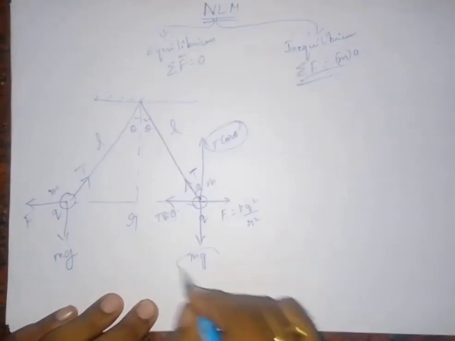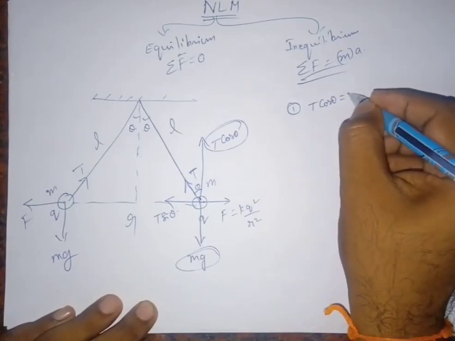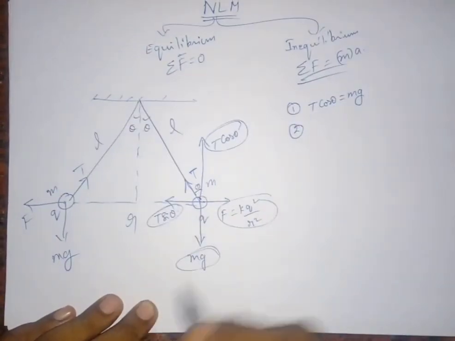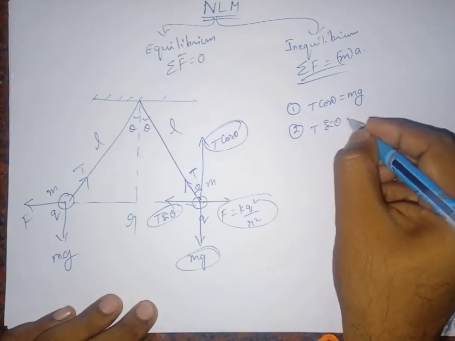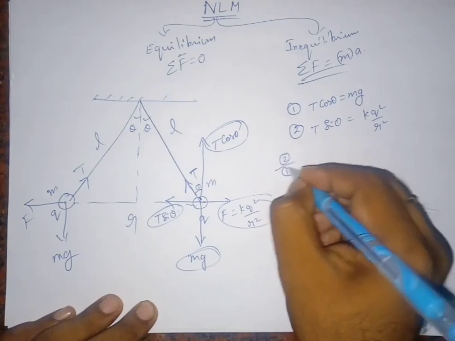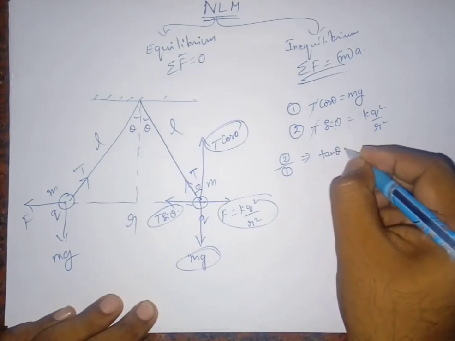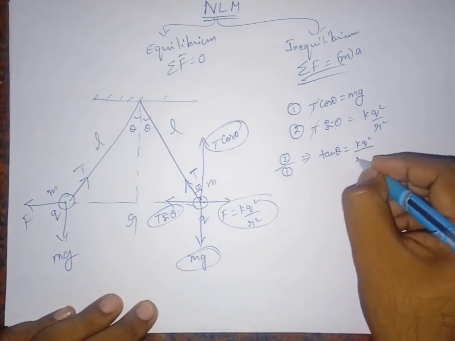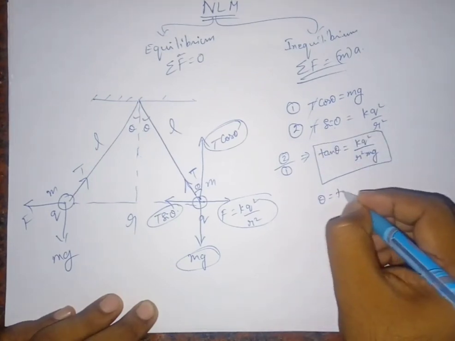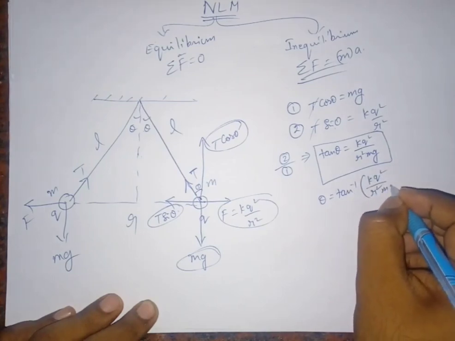Now, T cos theta and mg must be balanced. So let us balance it. The first point is T cos theta is equal to mg. The second is T sin theta and this Coulomb's force must be balanced. T sin theta is balanced with the Coulomb's force. Now divide them, 2 upon 1. So when we divide them, T gets cancelled. Sin by cos is tan, which is equal to kq square by r square mg. That's theta. Or theta is equal to tan inverse of kq square by r square into mg.